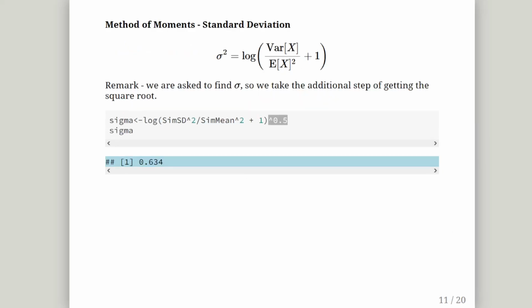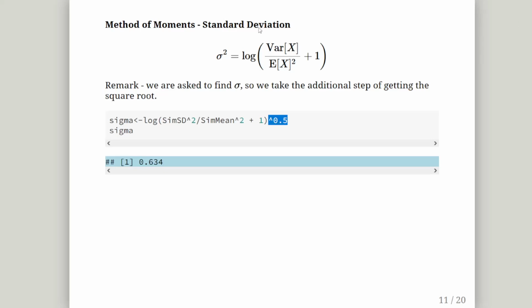The second part, we have to calculate sigma, or come up with a value for sigma. So we note that sigma squared can be estimated using the log of the variance of X divided by the expected value of X, to be squared, plus 1. Just as a remark, we are asked to find sigma, so we take the additional step of getting the square root.